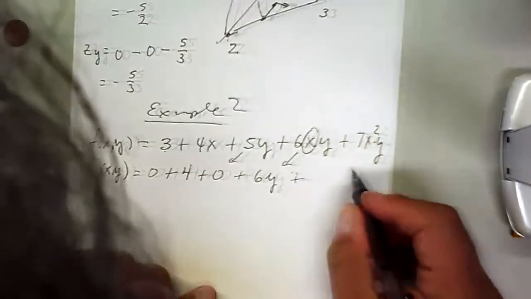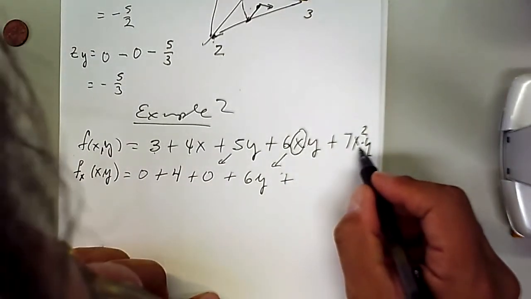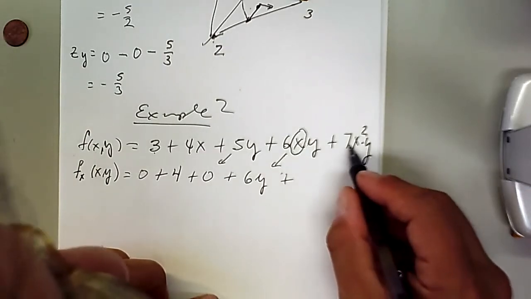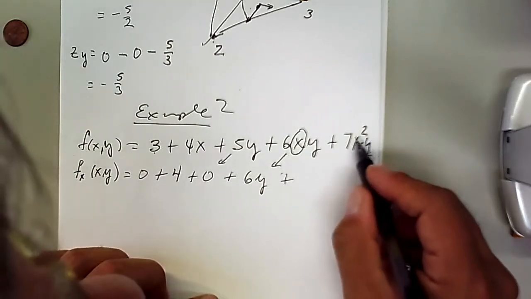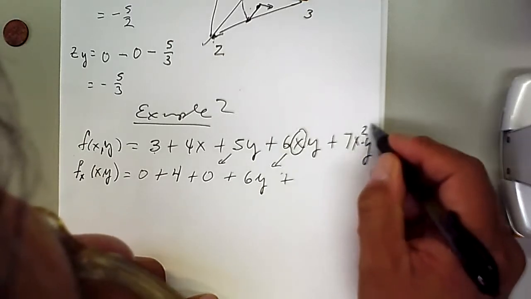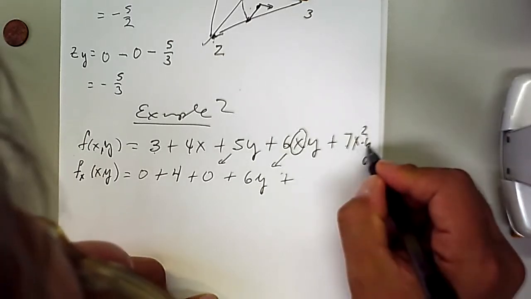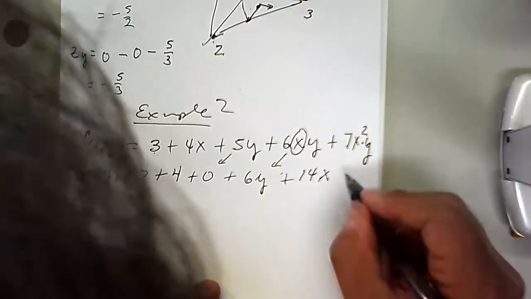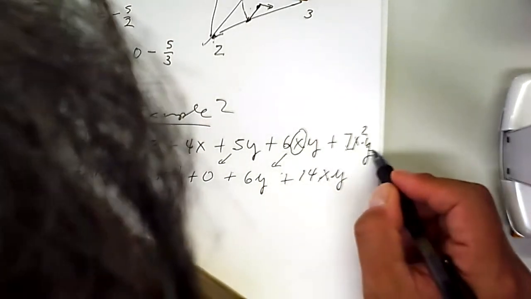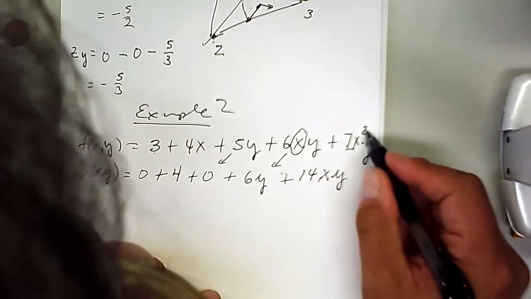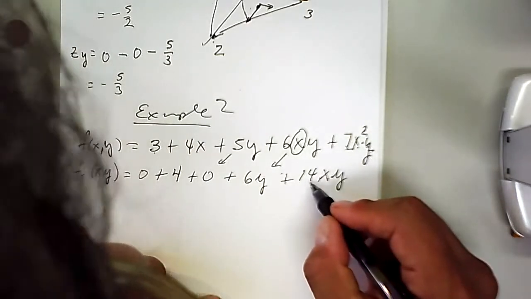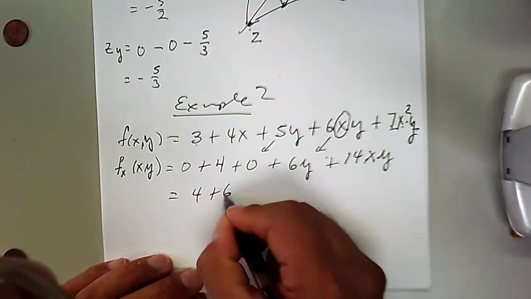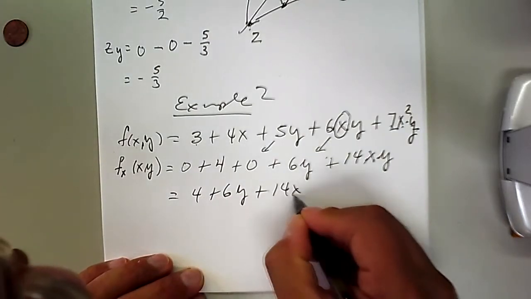Here, the variable is x. The other items are going to be constants, 7 and y. The derivative of x squared is 2x, but then we have 7y with it. So we're going to have 14x. And then the y. 7y is the constant times 2x, and that gives us 14xy. So let's simplify this as 4 plus 6y plus 14xy.